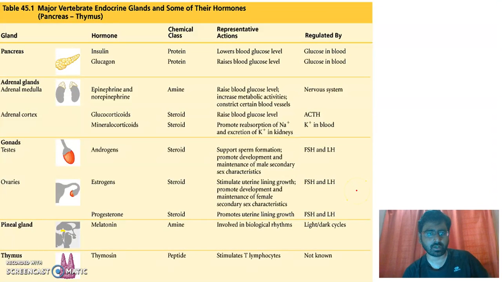So after this list that we have over here, and after we know what type of chemical class the hormones are, where their representative actions are and where they are regulated by, this is very important. After knowing that, okay, estrogen is one hormone, it has some actions, its class is steroid, fine, it's released from the ovarian gland, it's fine. But the problem is, which are the hormones that regulate this hormone itself?